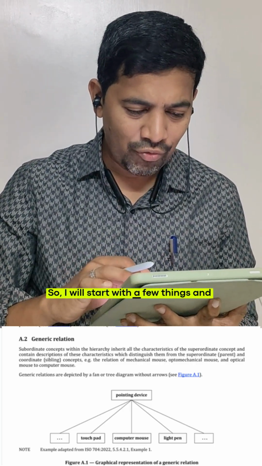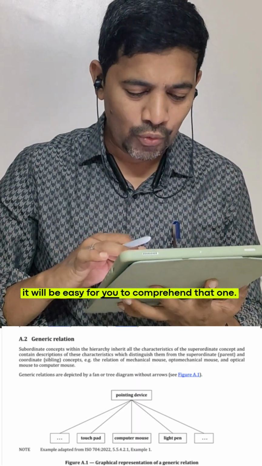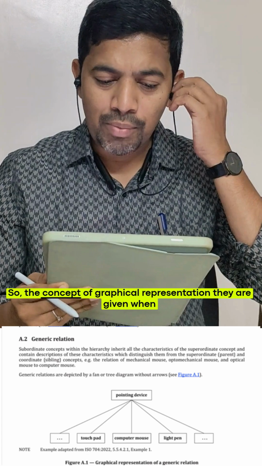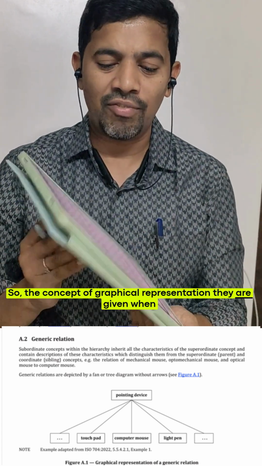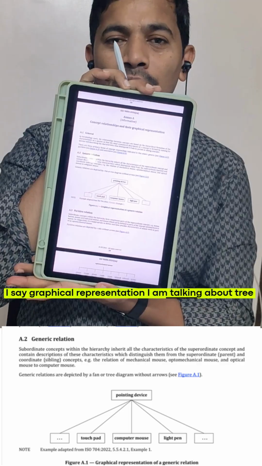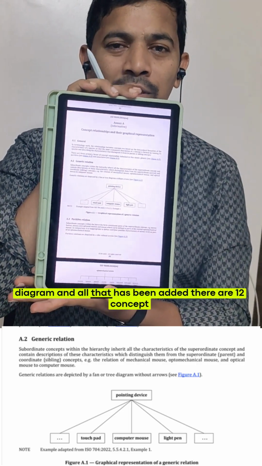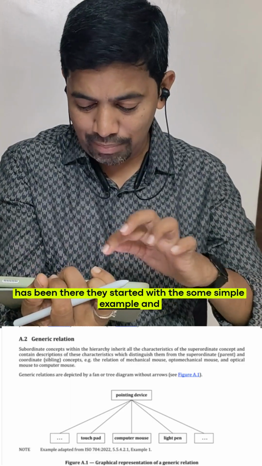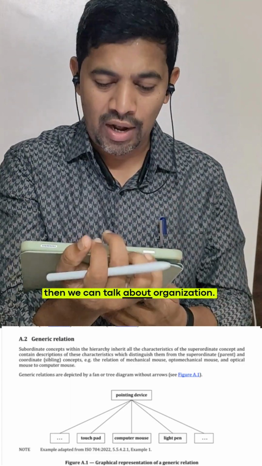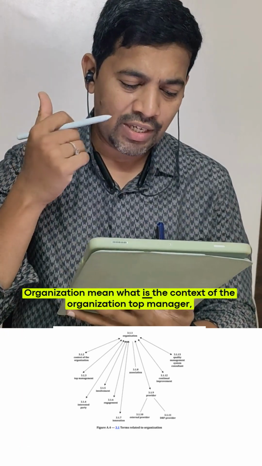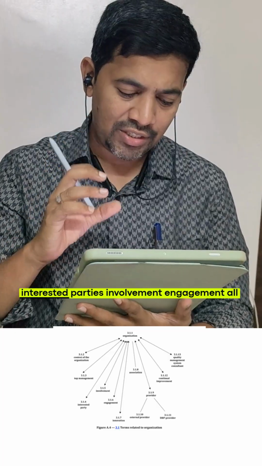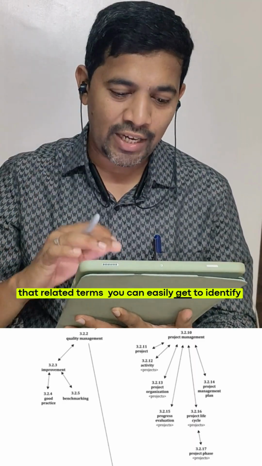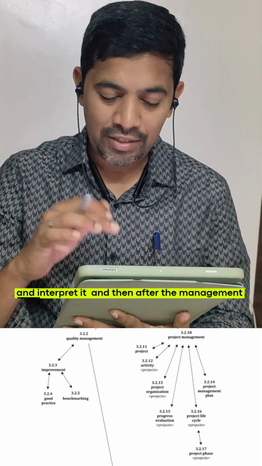I will start with a few things, and it will be easy for you to comprehend. So let me go back here. They have given the concept of graphical representation. When I say graphical representation, I'm talking about the tree diagram and all that has been added. There are 12 concepts. They started with a simple example, and then we can talk about the organization: the context of the organization, top management, interested parties, involvement, engagement, all those related terms, right? You can easily identify and interpret it.